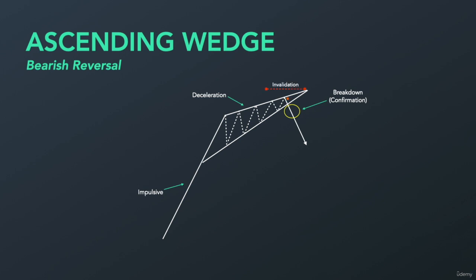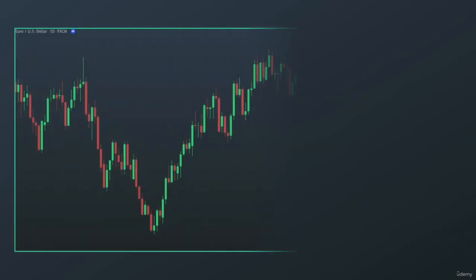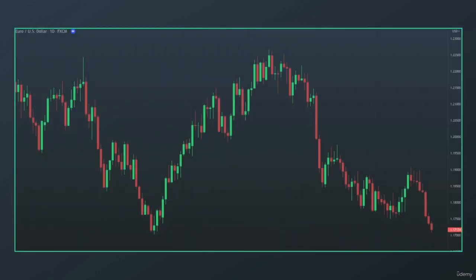So invalidation is above the pattern, and then our target will be the starting point of this wedge. Okay, let's have an example. Euro USD daily time frame.